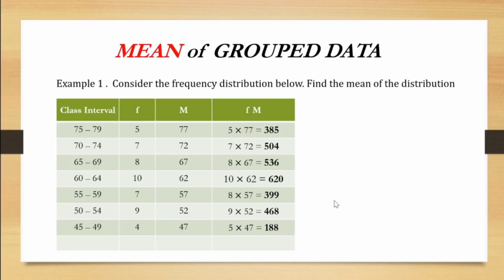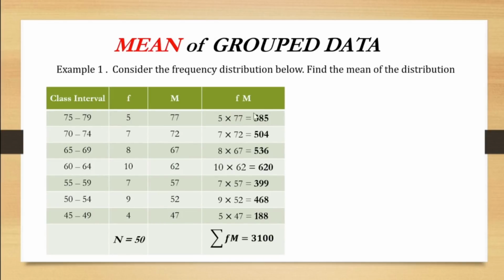After this, we are going to sum up all the products of the frequency and the midpoint. If we sum up all of these numbers, we have the summation of FM, which is equal to 3,100. And for our N, we sum up all of the frequencies in this column. If we sum up all these frequencies, N is equal to 50.